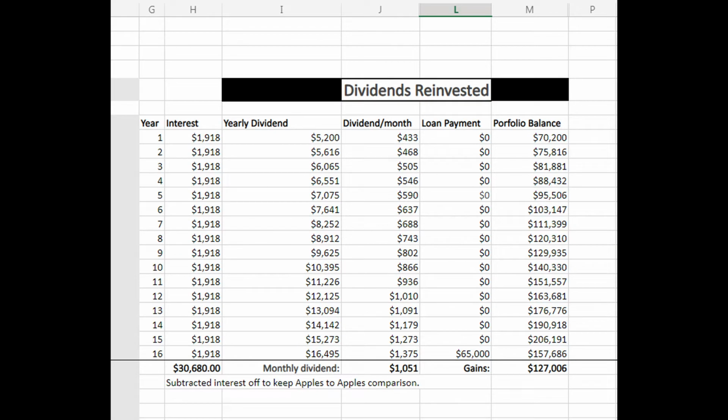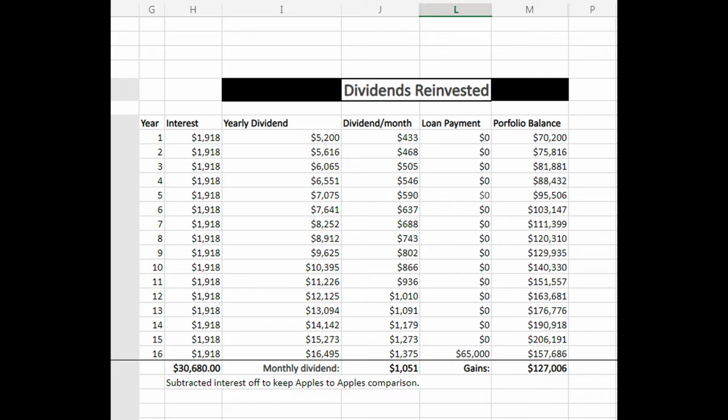Now let's look at the other side where dividends are instead reinvested and I use my own active income, the money I make from going to work each day, to pay the interest on the loan. Note that I'm not paying down the loan, I'm only paying the interest. So again, we have the year, the interest, which is the same each month since I'm not paying any of it down, yearly dividends, along with the amount in monthly dividends. There's a column for any money I do want to put down on the loan, and the portfolio balance. You could see that with each passing year, the dividends increase because I'm using them to buy more shares, which in turn pays me more dividends.